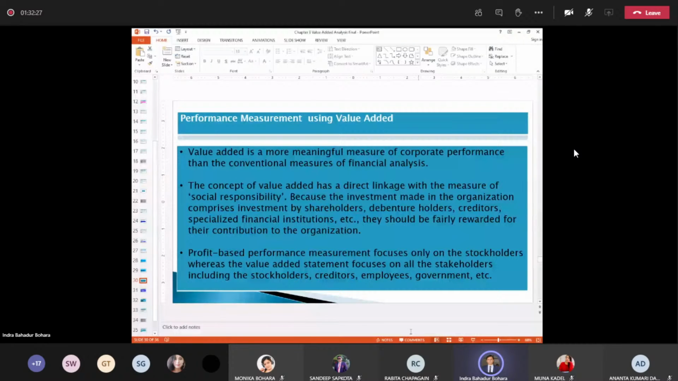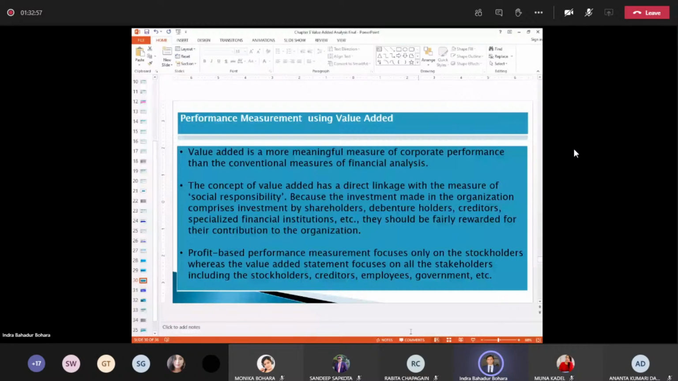But the value added statement addresses different stakeholders, like shareholders, capital providers, loan providers, creditors, employees, and government, and similarly capital reinvestment in the future. So different aspects of the company and different stakeholders can be addressed from the value added statement.